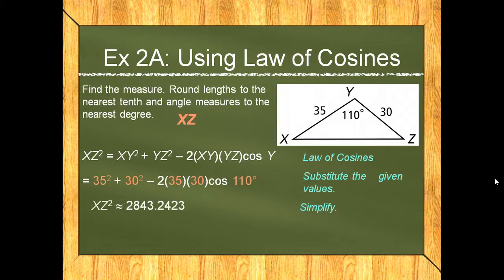We simplify. xz squared is approximately 2,843.2423, and then we take the square root. And most of this you'll do in your calculator. xz is approximately 53.3.